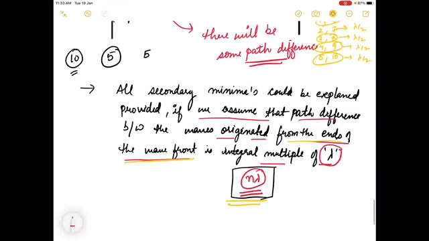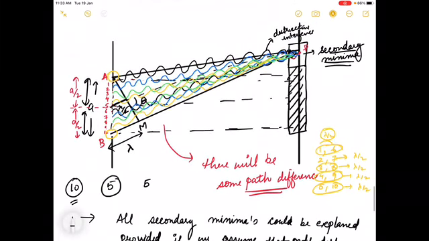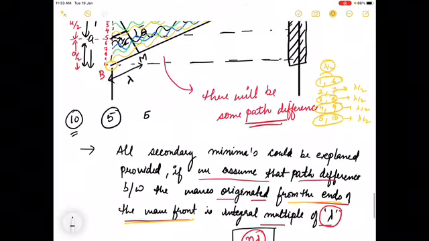Take a minute, go back again, watch the video again, and try to understand. Just divide them into groups of 2, and then we can say if the whole group is having lambda, then half of the group will be having lambda by 2, yes or no? And lambda by 2 is the destructive path difference. So that's why at point B they will destructively interfere, and we are supposed to see a dark fringe, or you can simply say secondary minima.